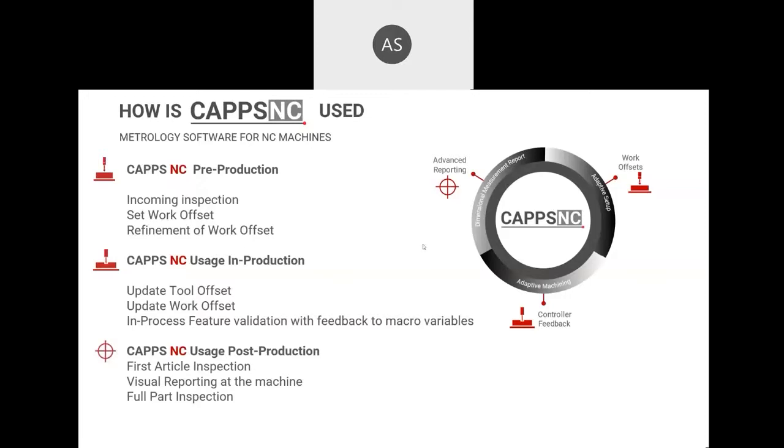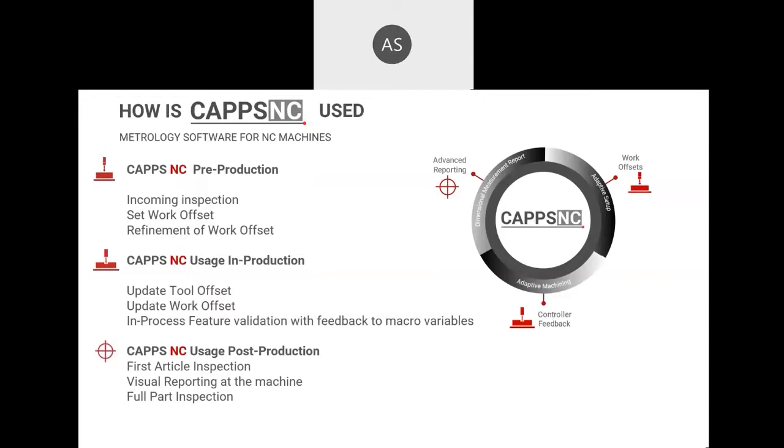In production, you can use it to update tool offsets, you can use it to update work offsets, and you can use it for in-process feature validation with feedback to macro variables. Imagine you're doing an interpolated cut on a hole, so you're drilling a hole, and as that tool starts to wear, that tool is going to get smaller, and the size of your hole is going to change along with that tool size. Well, if we jumped in there and probed the hole after we were done, we could see a trend of how the hole size is getting smaller and smaller.